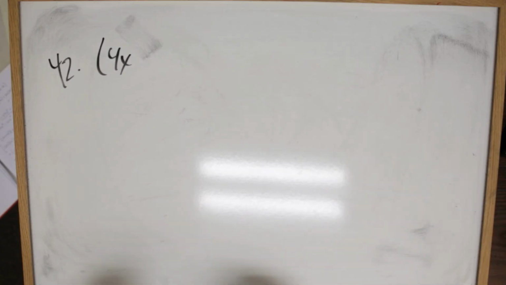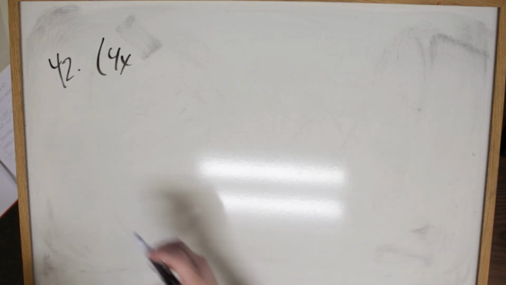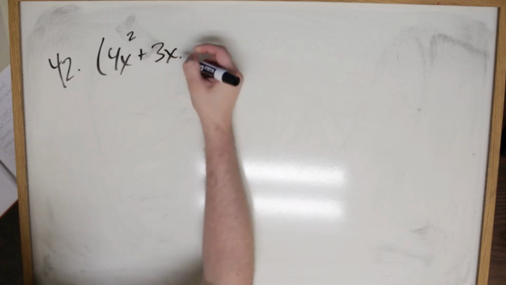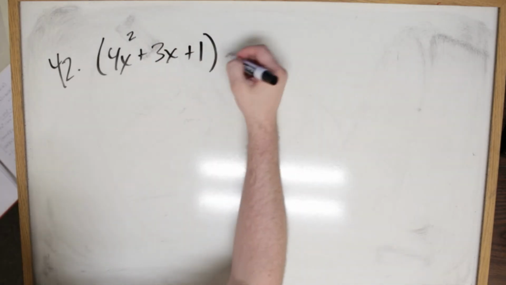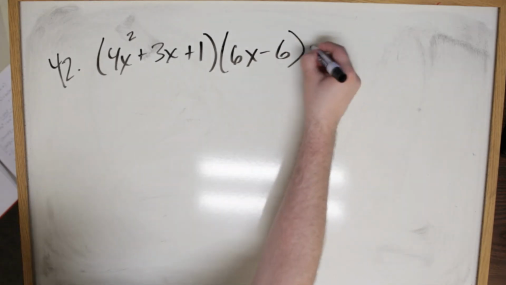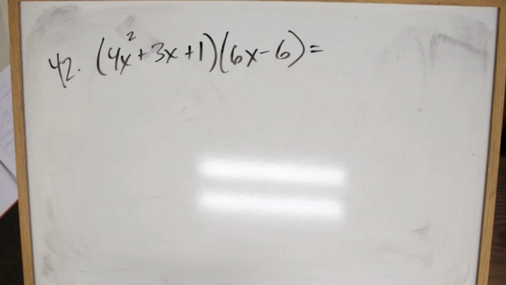Okay, so we're back. Here we've got 4x squared plus 3x plus 1 times 6x minus 6. These are a little long, so it's good to maybe do this with a pencil. I generally do mine with a pen because I like seeing my mistakes. It's just the way I work, but if you are likely to make a lot of mistakes, it's probably best to have a pencil in this case.